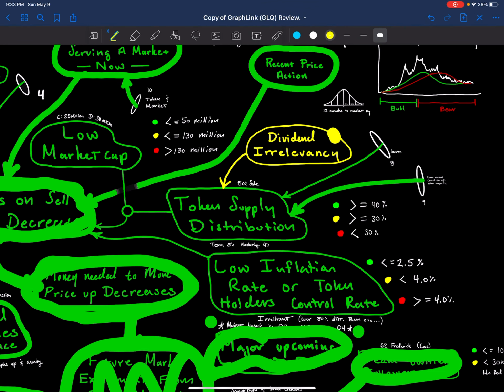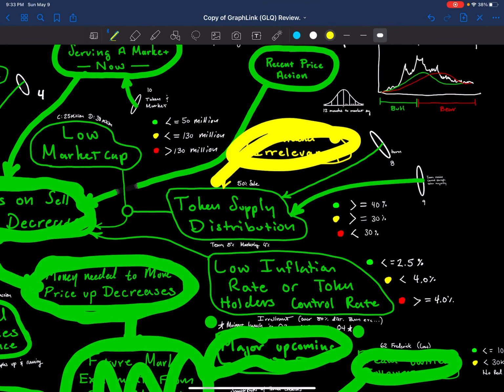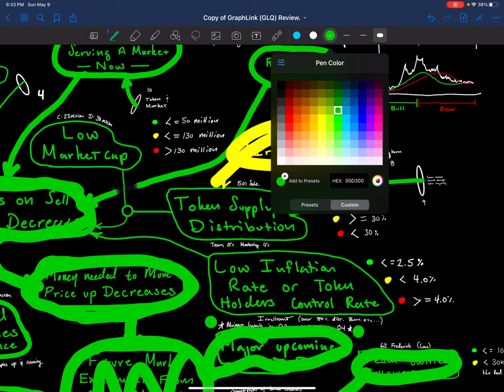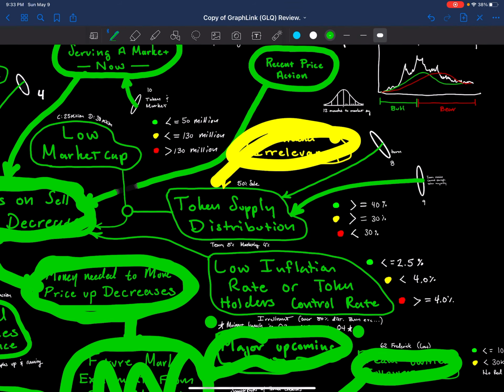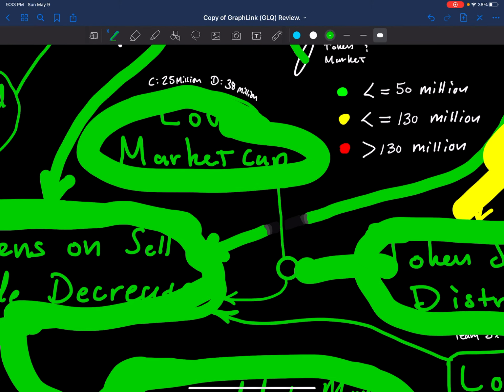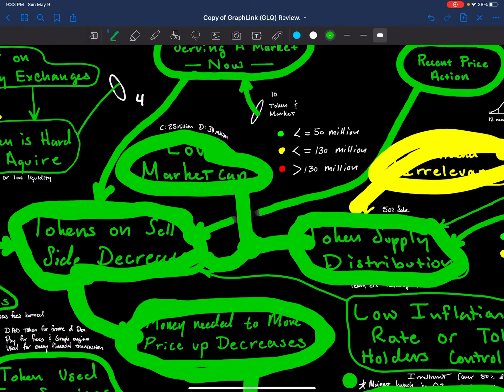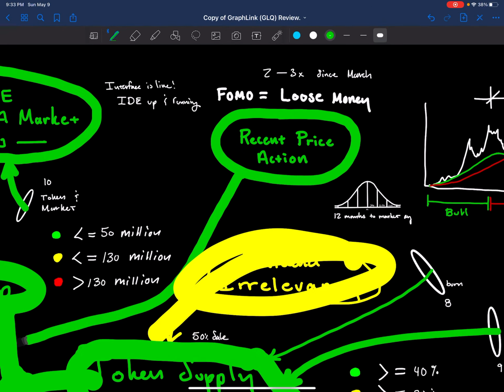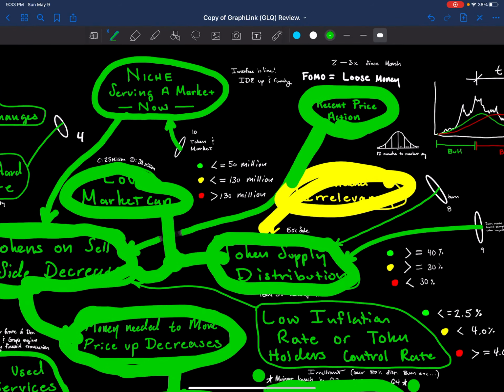This is irrelevant, this dividend irrelevancy. So token supply distribution, this one's actually one of the good ones where 50% has already been sold. It is a low cap. This is a low cap gem, guys. 25 million market cap, 38 million diluted. So this is a gem. This is a gem, guys, straight up. Recent price action, it's only 2 to 3x since March, and that's pretty low for crypto.